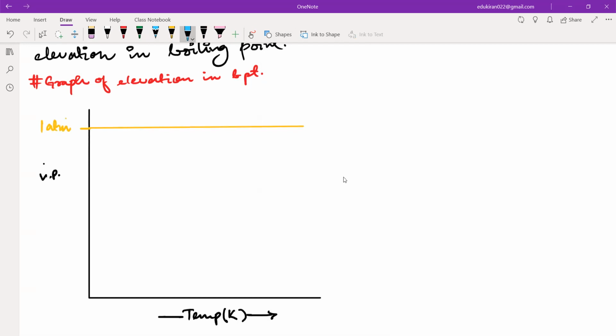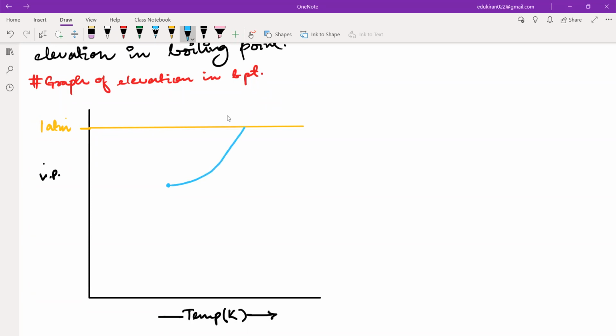Now, let us suppose we are starting at 298 Kelvin, that is the room temperature. There must be some vapor pressure. So let us suppose this is the point that represents 298 Kelvin and some vapor pressure. As soon as I start increasing the temperature, what will happen to the vapor pressure? If I increase the temperature, will it form more vapors or less vapors? More vapors. And if you are forming more vapors, the vapor pressure will increase. And slowly it will reach the top, that is 1 atm.